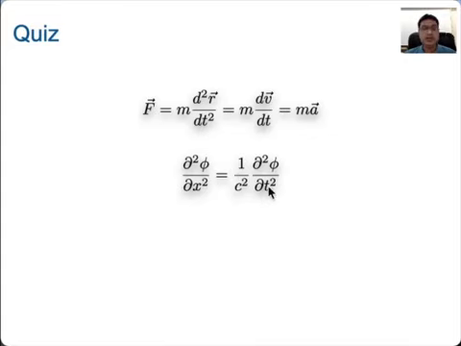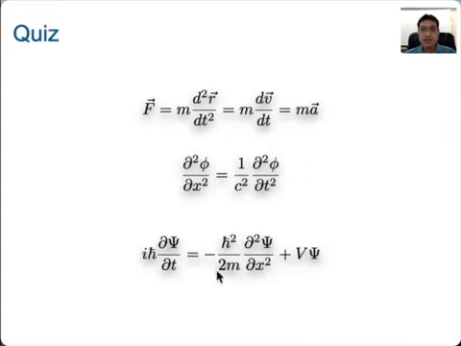Now if you want to describe the dynamics of a quantum particle, this is the Schrodinger equation that we have seen just in the previous slide. Here you see that this is a first order differential equation with respect to time and second order differential equation with respect to position. The question is why so? Why does this equation have a very unique form, that it is a second order differential equation with respect to position and first order differential equation with respect to time? What is so special about it?